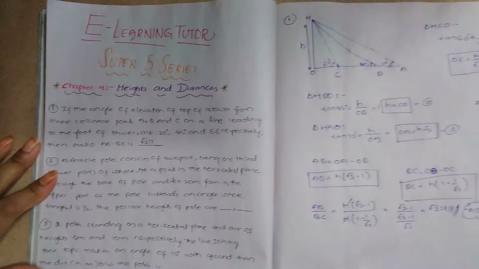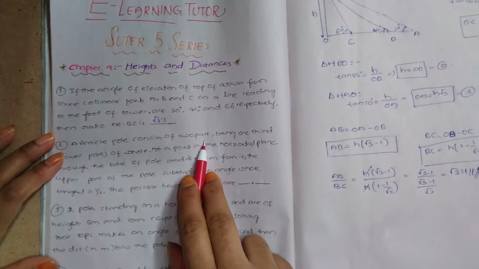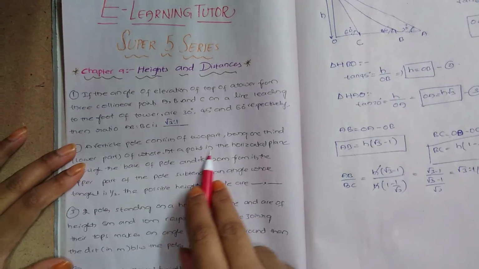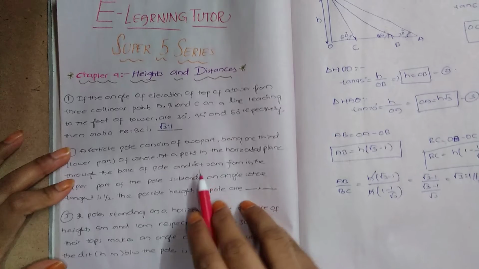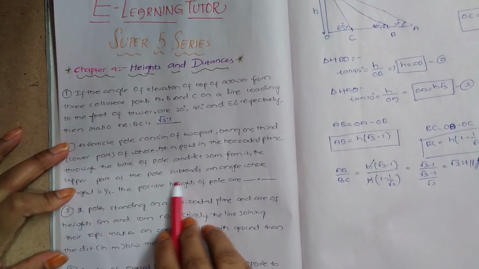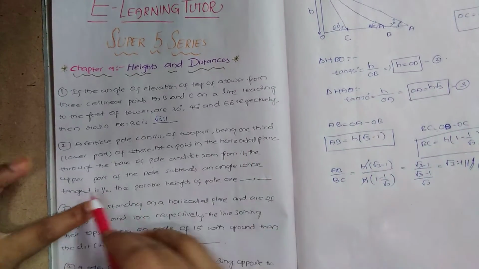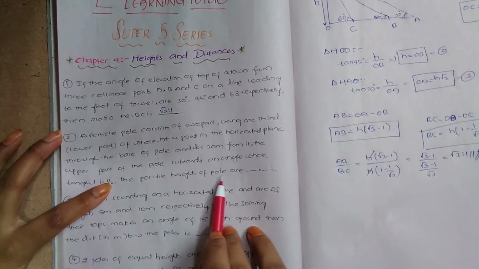Okay, let's solve the second question. A vertical pole consists of two parts, the lower part being 1/3 of the whole, and is viewed at a point in the horizontal plane through the base of the pole at a distance of 20 meters from it. The upper part of the pole subtends an angle whose tangent is 1 by 2. Whose tangent? Okay, tangent is 1 by 2. The possible heights of the pole are. Okay, fine. Let's do it.